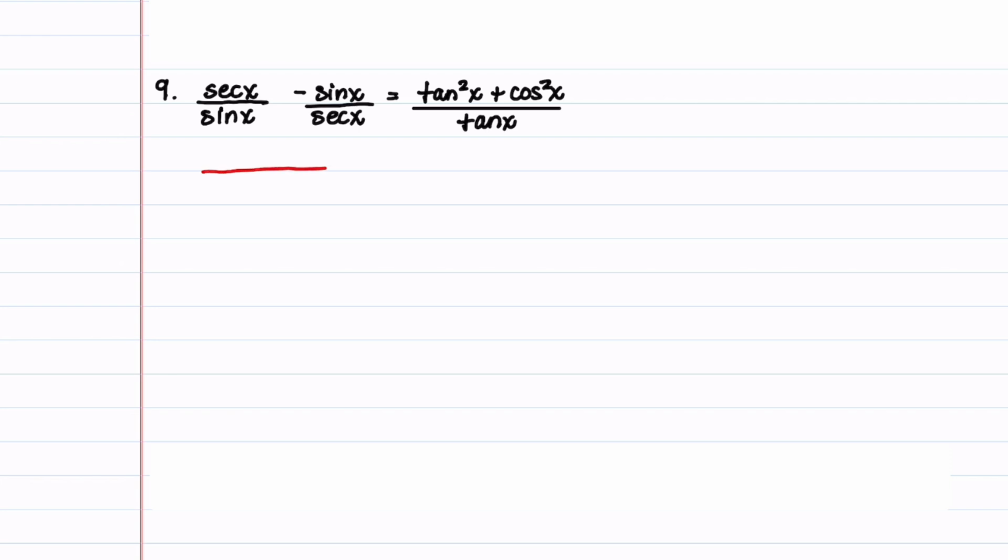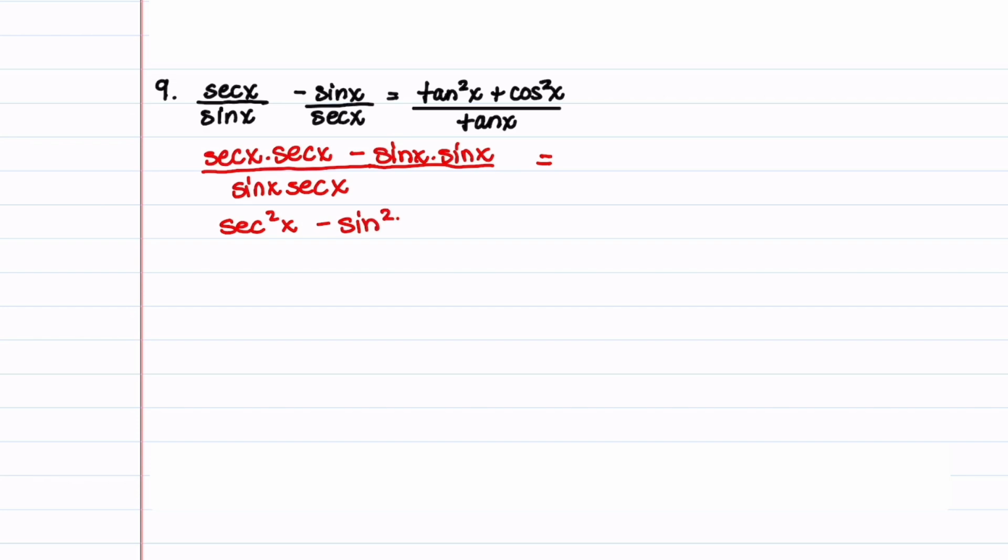Our common denominator is going to be sine x, secant x. So our secant x gets multiplied by another secant x, and then we have a minus sine x times sine x. This gives us secant squared x minus sine squared x on the top, and then our sine x and our secant x on the bottom.